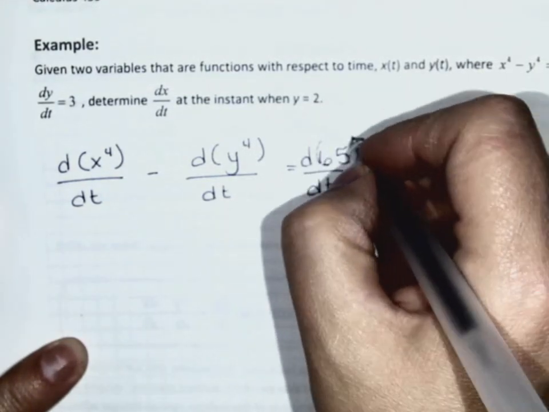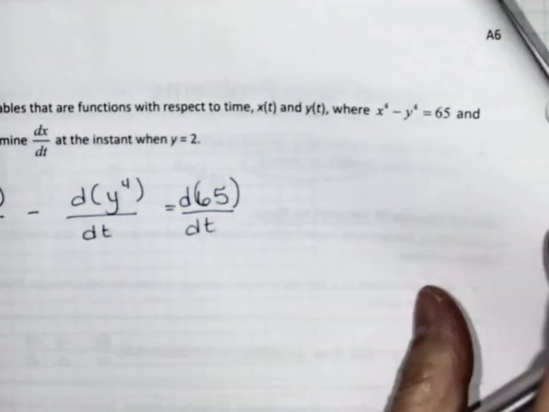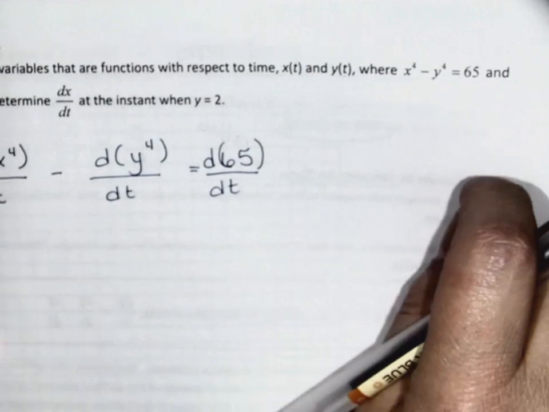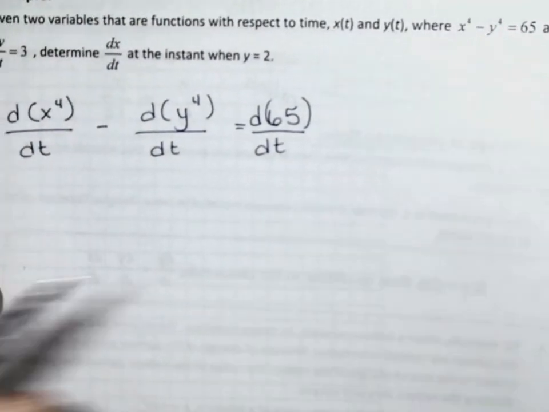Wait, where did you get the 65 from? The equation. Oh, right. So we're breaking it down.